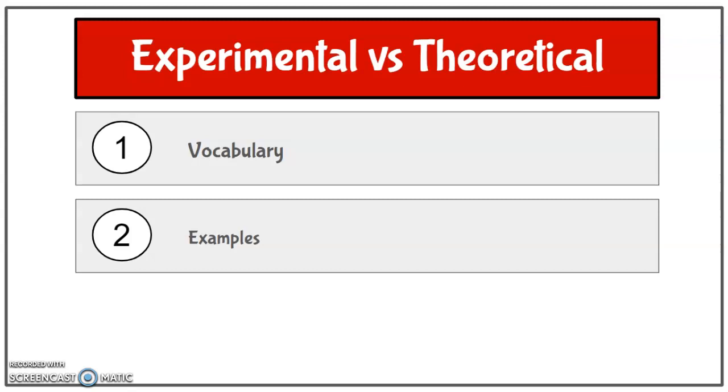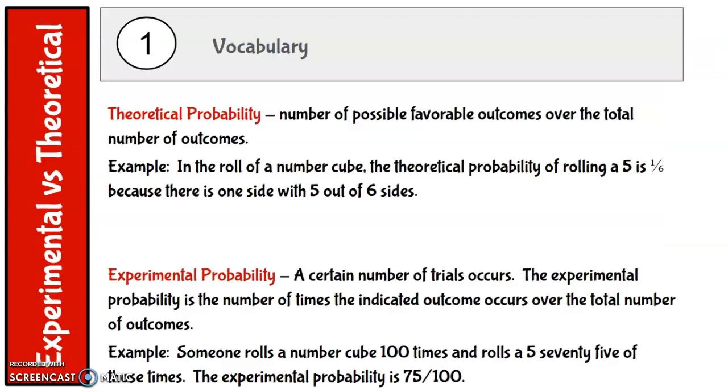In this lesson, we'll talk about experimental versus theoretical. We'll go over some vocabulary, and then we'll look at some examples. Theoretical probability is the number of possible favorable outcomes over the total number of outcomes.